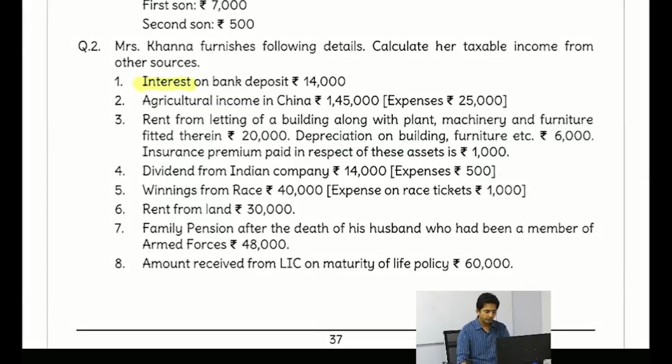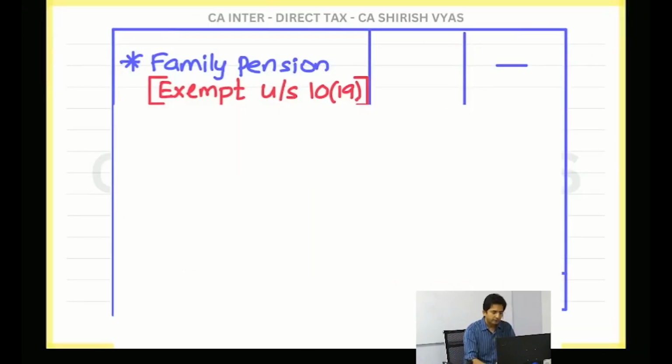Next point. Amount received from LIC on maturity of life policy. Is it a keyman policy or life policy? Life policy. And life insurance, who takes? Who is worried about death? The one who is worried about death, he takes life insurance. So 10D for death, 10(10D). Fully exempt. So will you put this amount or dash? Dash.